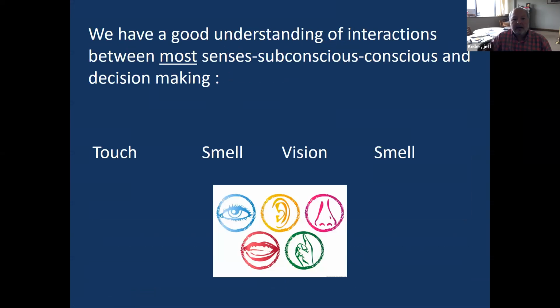And the spoiler alert is that we have a very good understanding of the interactions between most senses and the subconscious and conscious in terms of decision-making: touch, smell, vision. All of these are very well understood, and they're used extensively by marketing people to influence our propensity to buy certain items. Most of the work that's been done in this area is in the neuroscience of marketing. And the more you dive into that field, the more you realize how little power we have over commercials and the way stores are designed and the way that different packaging works. It dramatically influences our decision-making. It's not an accident that it's a multi-billion dollar business.